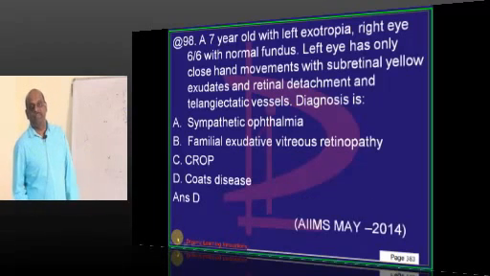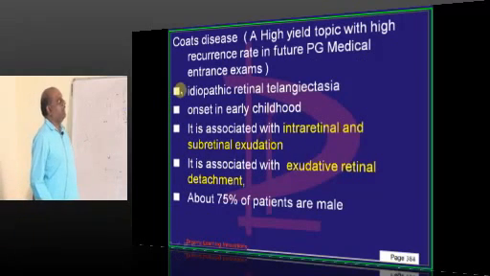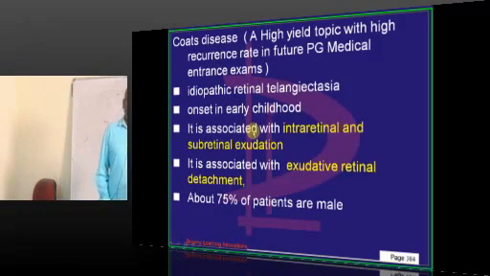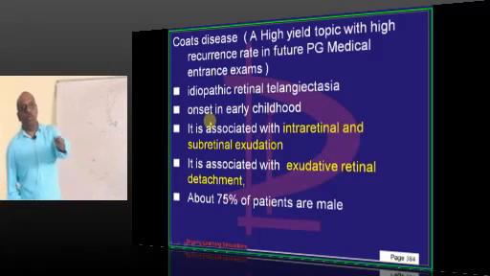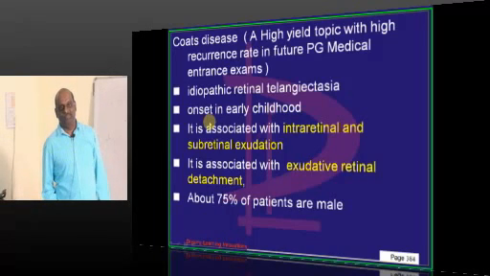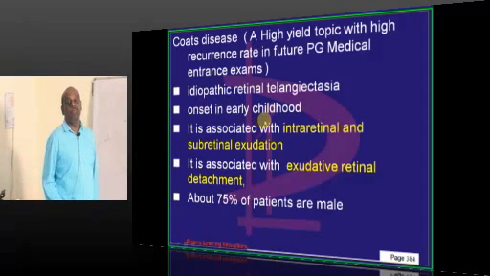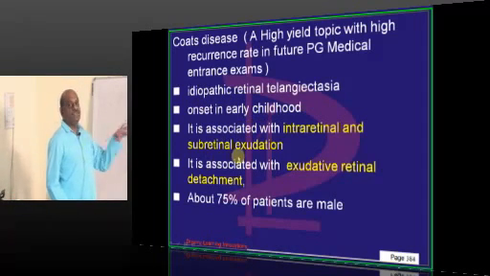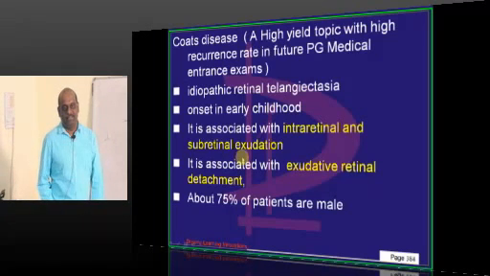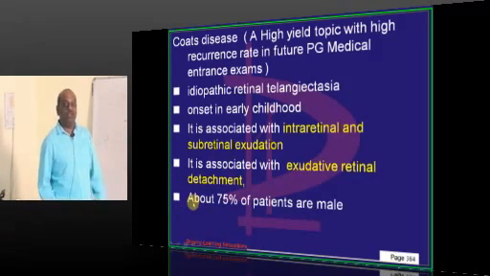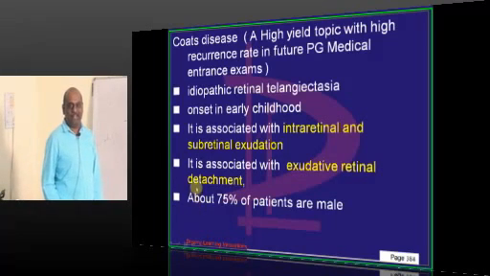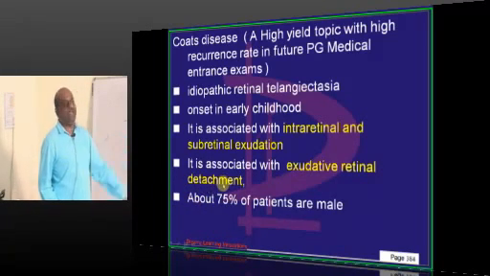Coats disease classically, a very high yield topic. It will have onset in early childhood. What is Coats? Coats is idiopathic retinal telangiectasia. There is intraretinal and subretinal exudation because of that. Telangiectasias are there, they will be secreting plasma out, oozing out. Because of that, what happens ultimately? Retinal detachment occurs. Which type of retinal detachment? It will lead to exudative retinal detachment.